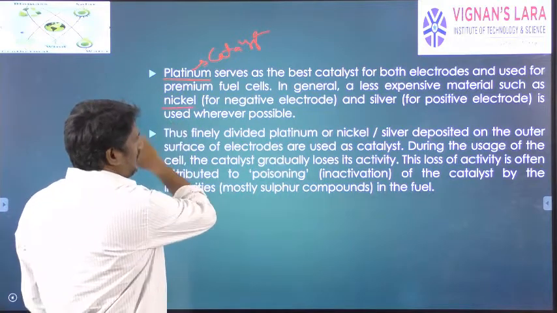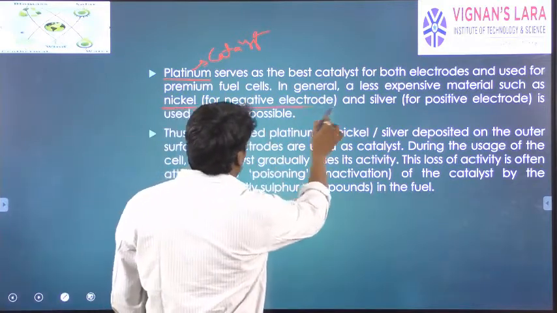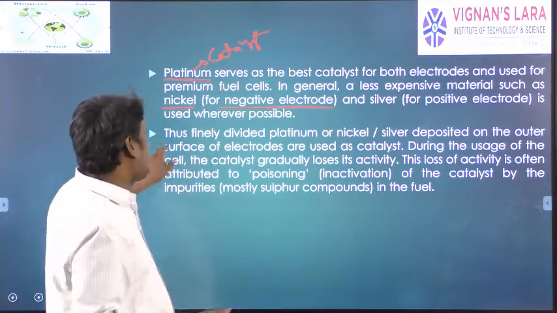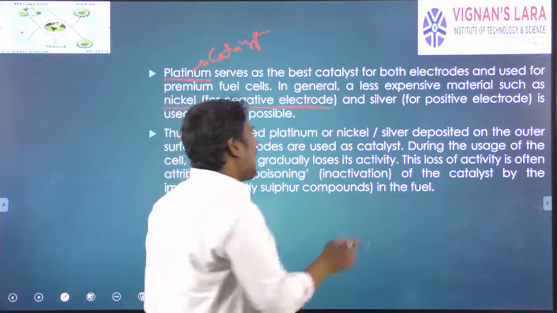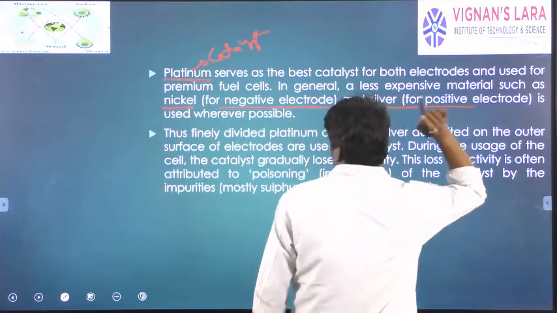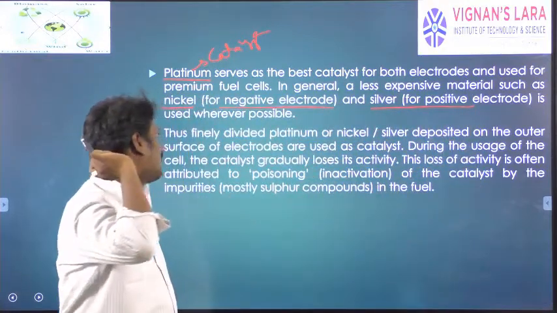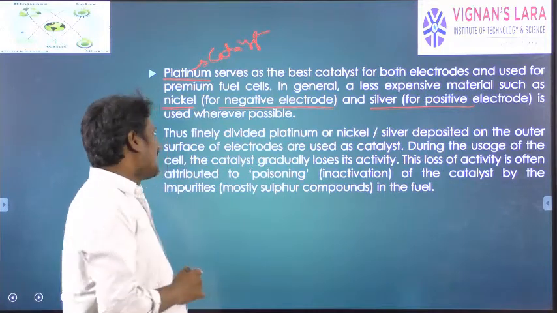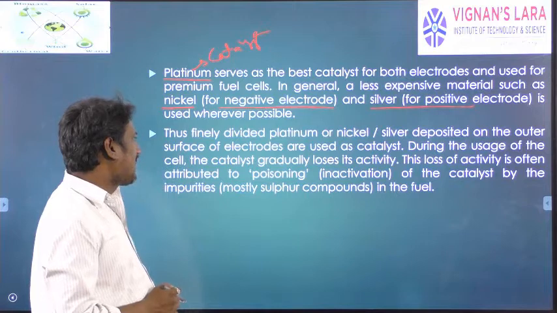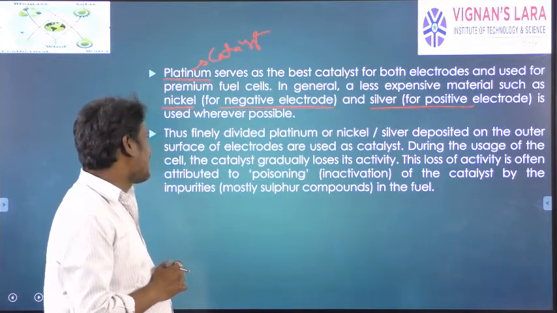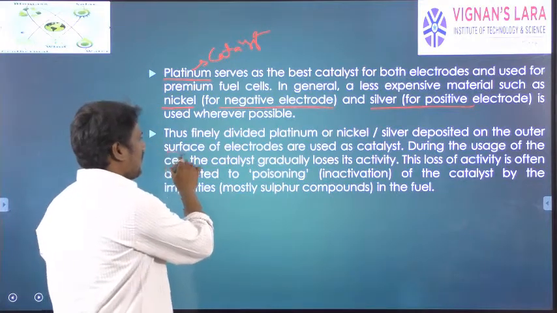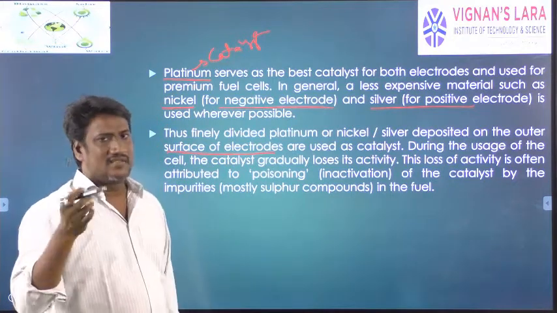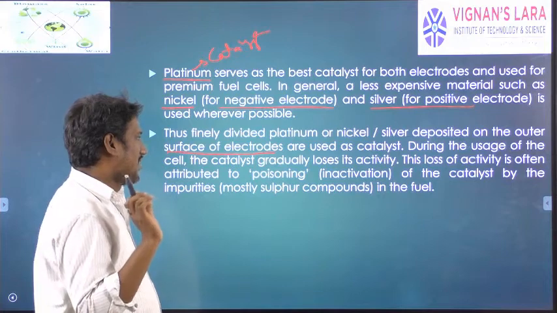Here, for both electrodes, nickel is used. Generally most cases will go with nickel only, for positive or negative electrode. Sometimes you can use nickel for the negative electrode and silver for the positive electrode, whenever it is possible, based on the requirement. So finally, finely divided platinum or nickel or silver deposited on the outer surface of the electrodes is used as catalyst. Platinum used as a catalyst will speed up the process.